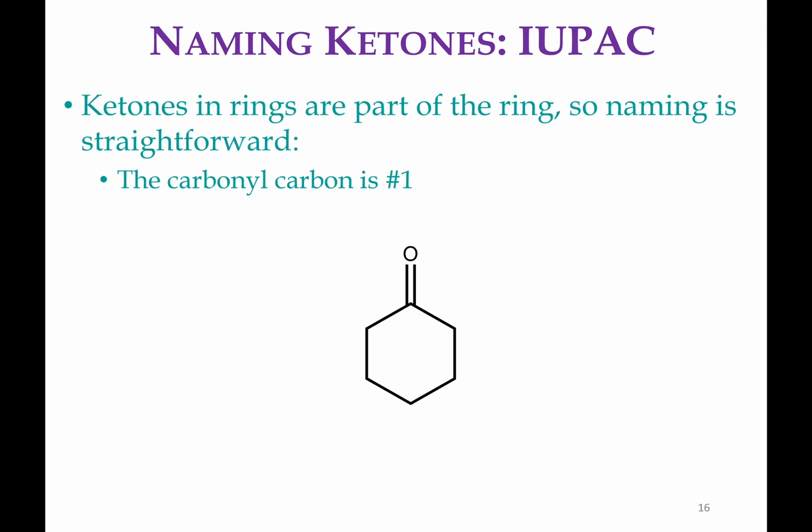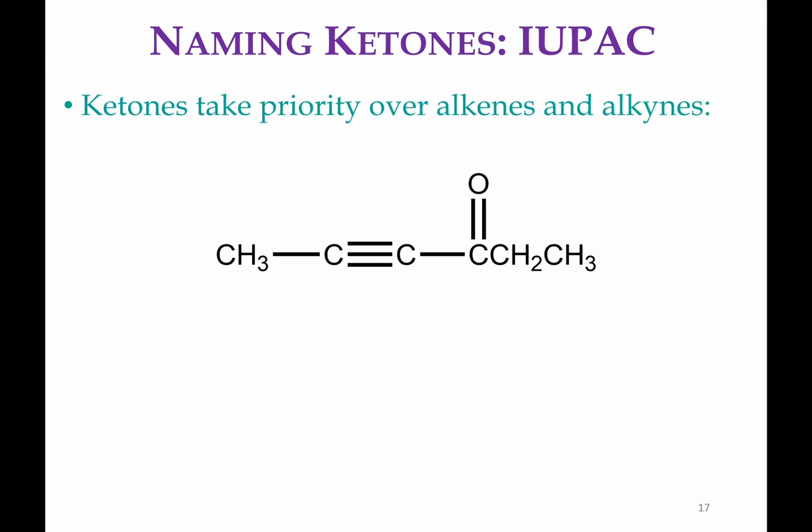Ketones in rings are actually part of the ring, so it's a little bit easier than we had them with aldehydes. It's more straightforward. The carbonyl is always going to be number 1, so this will be cyclohexane -one. So cyclohexanone, we just replace the E with the -one. Ketones do take priority over alkenes and alkynes, so this is going to take priority. So we'll say 1, 2, 3, 4, 5, 6 because even though this has a smaller number, it takes priority. So we're going to have that ketone group taking priority.